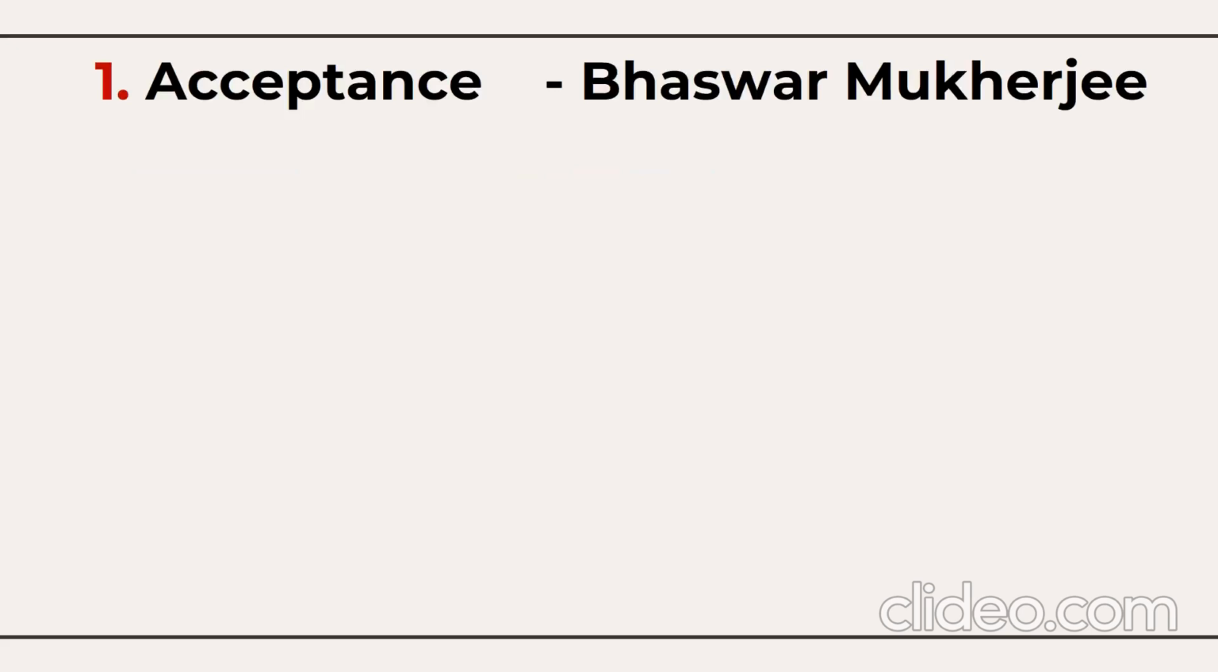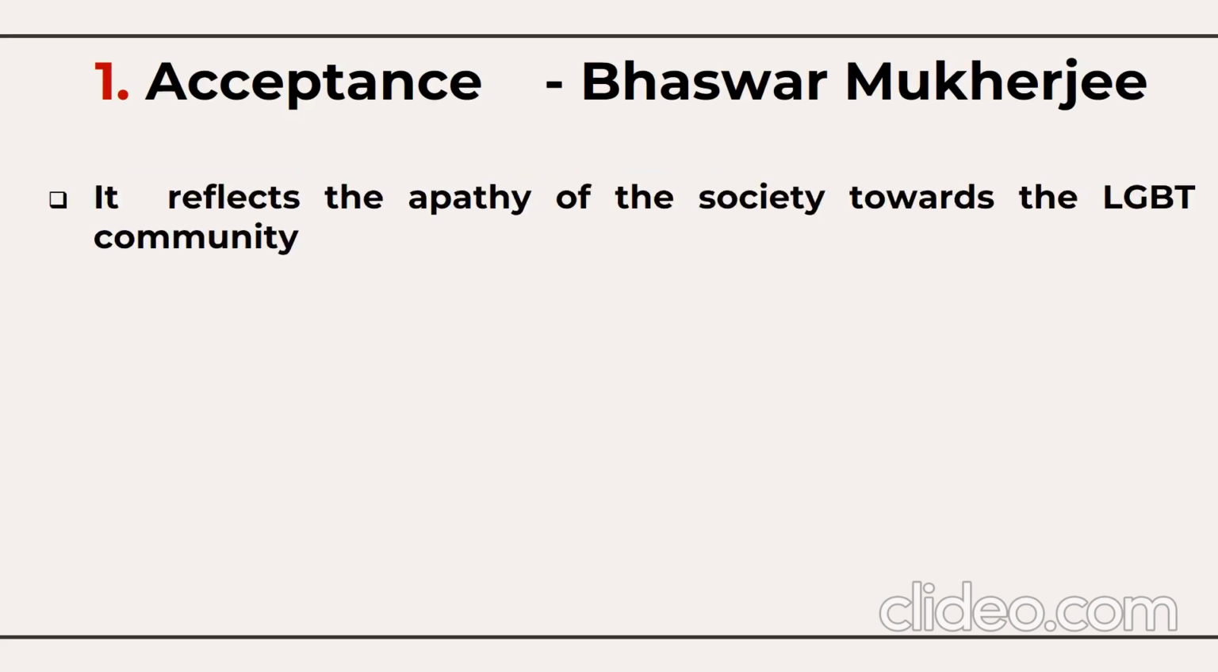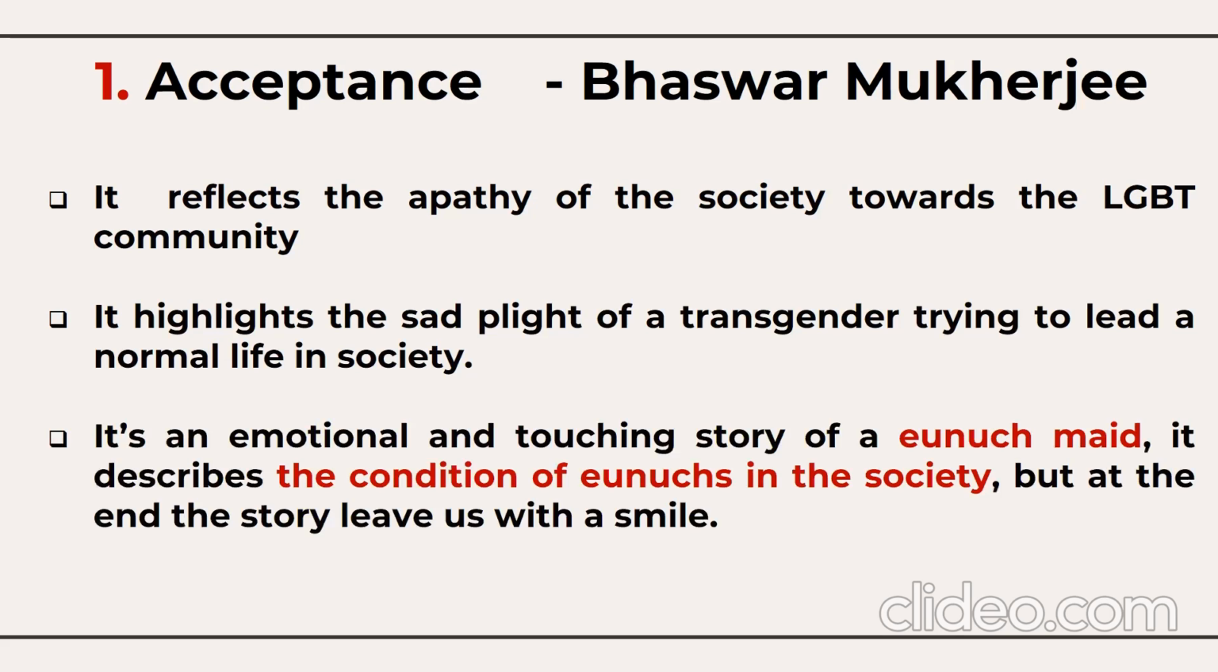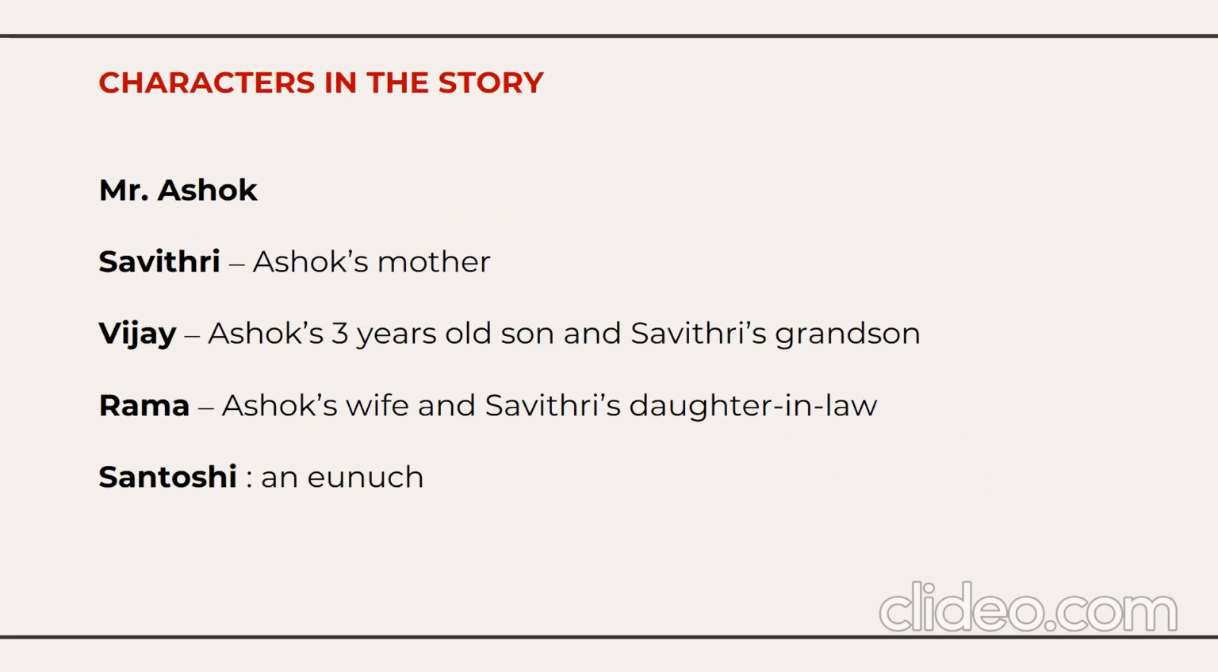Chapter number 1, the lesson number 1 you have here, Acceptance by Bhaswar Mukherjee. So this story reflects the apathy of the society towards the LGBT community. It highlights the very sad plight of a transgender trying to lead a normal life in society. It's an emotional and touching story of a eunuch maid. Eunuch means to say the transgender maid. It describes the condition of eunuchs in the society, but at the end of the story, it leaves us with a smile.